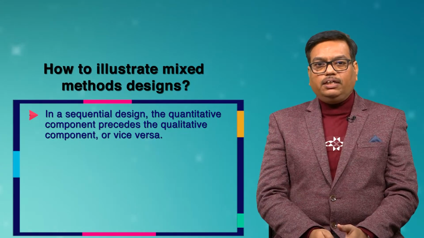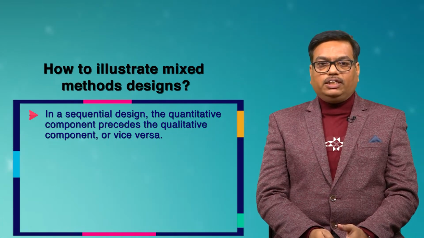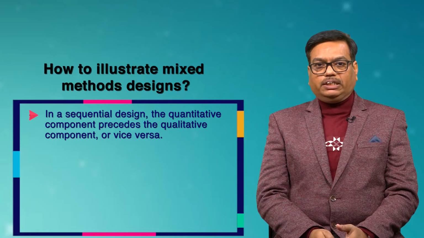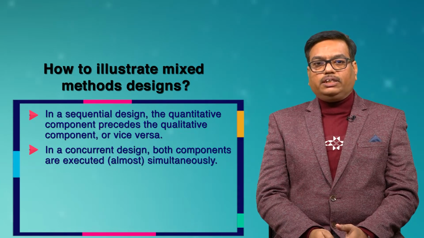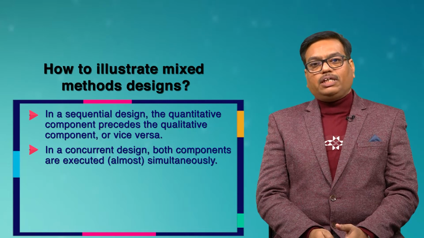So, simultaneity forms the basis of distinction between concurrent and sequential design. In a sequential design, the quantitative component precedes the qualitative component or vice versa, which means one type of data set is collected first and followed by another kind of data set. This is a sequential design. And in a concurrent design, both components are executed almost simultaneously.